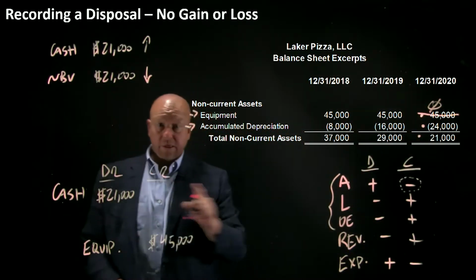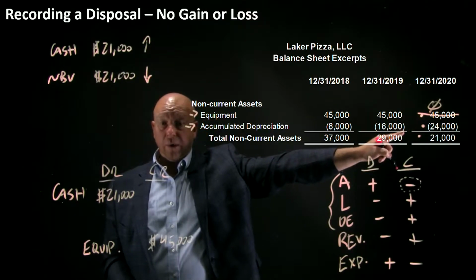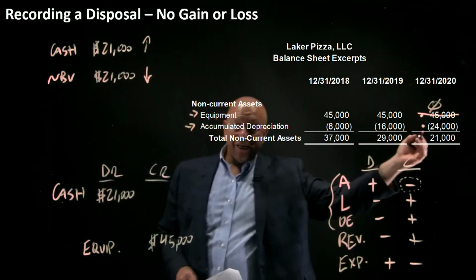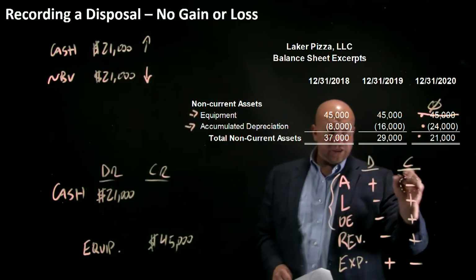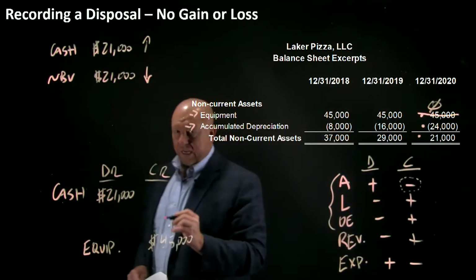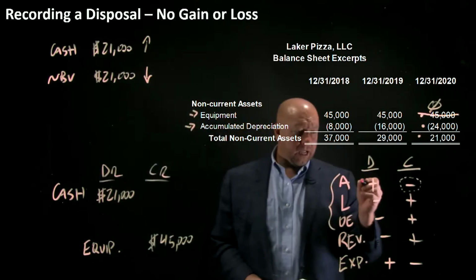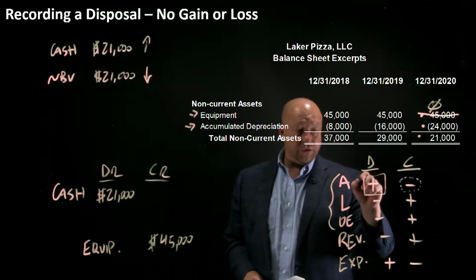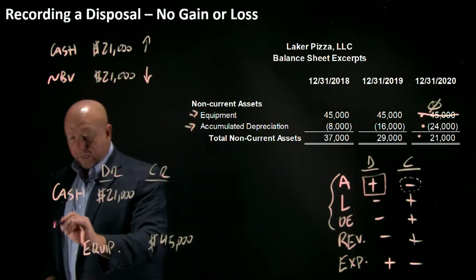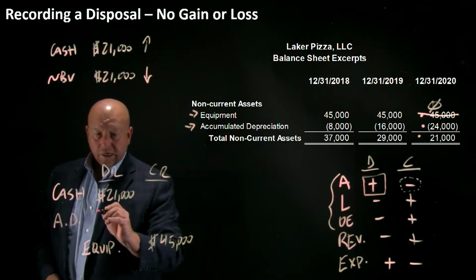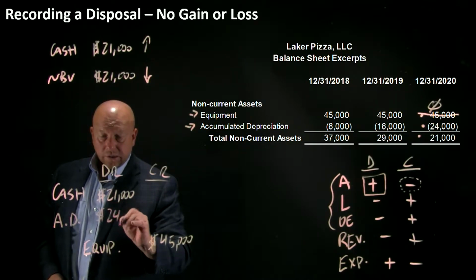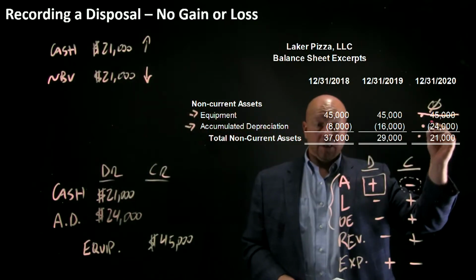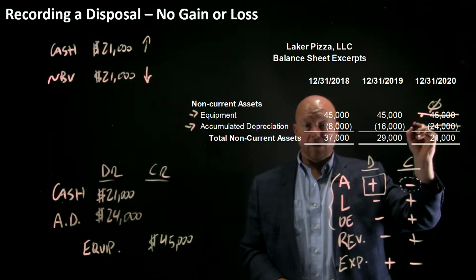But we're not done. You see, the accumulated depreciation needs to go away as well. So let's do that. Now, accumulated depreciation is a negative asset. So right now, accumulated depreciation is a credit balance. If you want to make a credit balance asset turn into zero, we're going to need to make a debit entry to accumulated depreciation. That is the entry that's going to cause accumulated depreciation to go from a $24,000 credit balance to a zero balance.